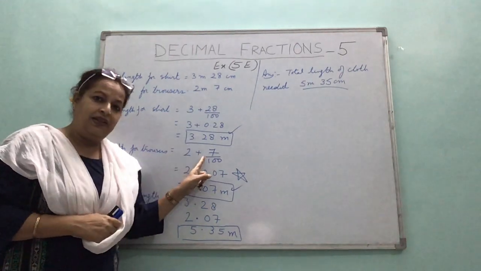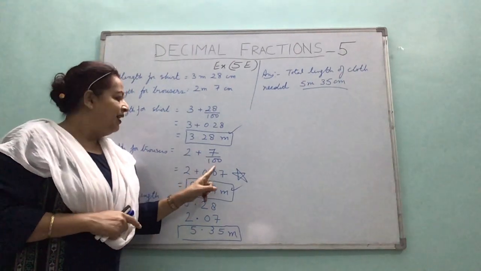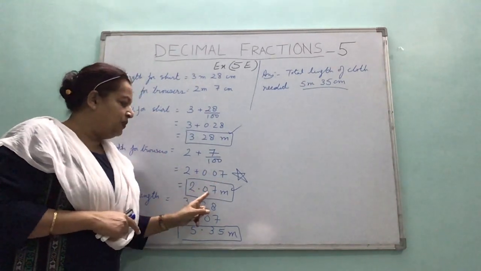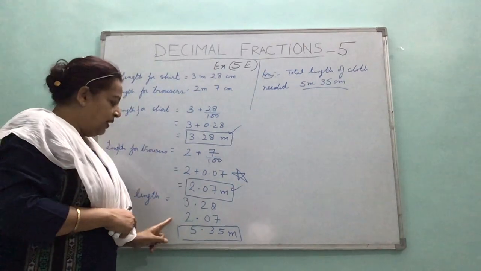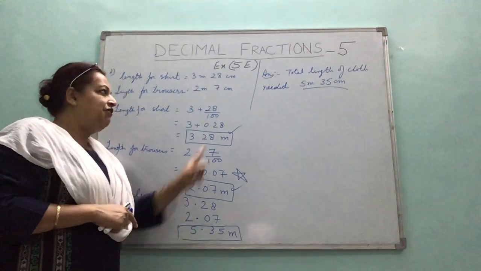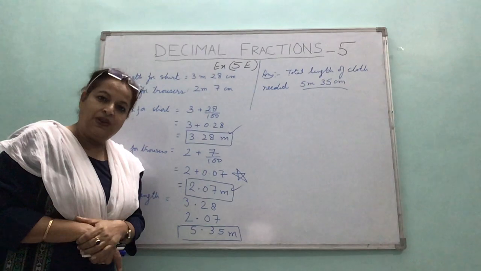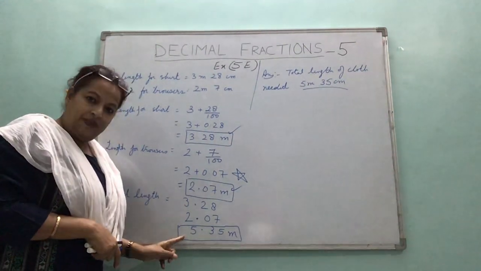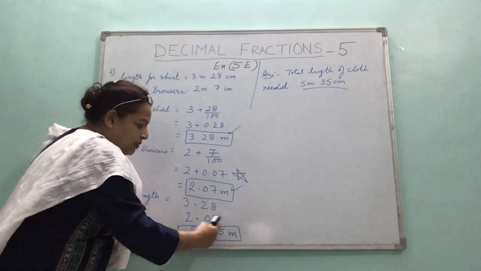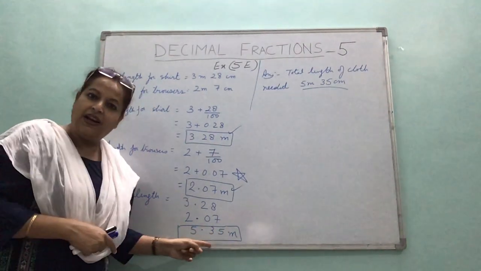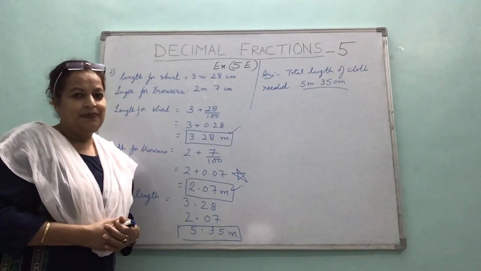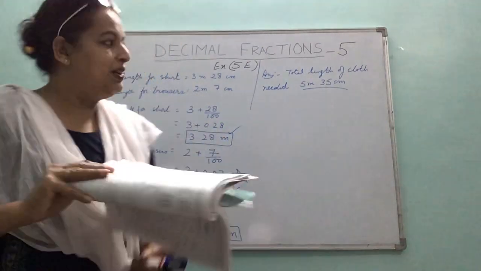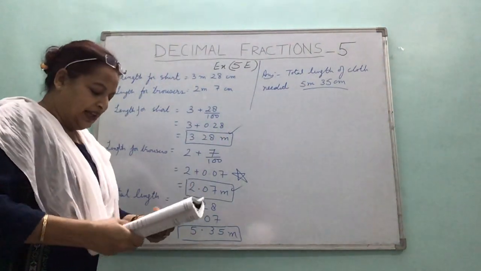Now 7 centimeter is not 0.7. Divide by 100, it becomes 0.07. So it is 2.07 meter. Can we add the two? Well, since the final answer should be the same as the language of the question, the final answer is: total length of cloth needed is 5 meter, the whole part, and 2 decimal places are there, so directly it is 35 centimeter. Right? Alright, children, I hope you have understood it. Now let's go on to the next question.